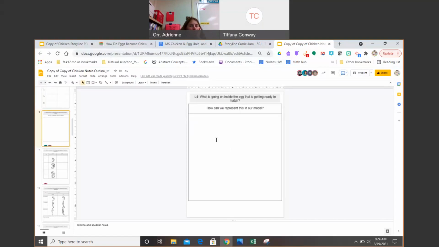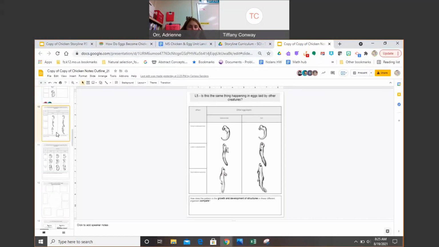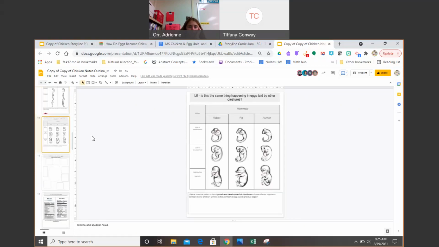Yeah. So we hit on why the blood vessels have to be there first, but trying to get them to draw it is really hard. Lesson 5 is where you start to compare it to other organisms. So you compare it to other egg layers versus then I think it's mammals.